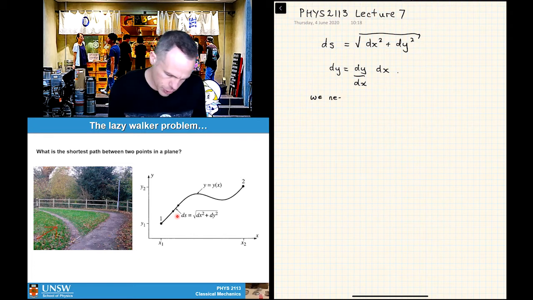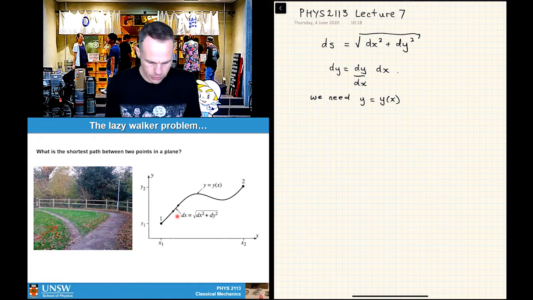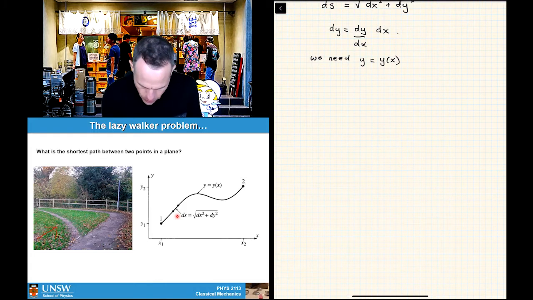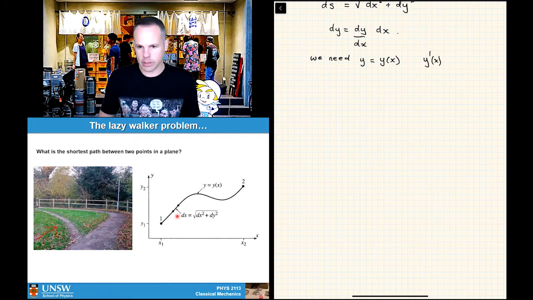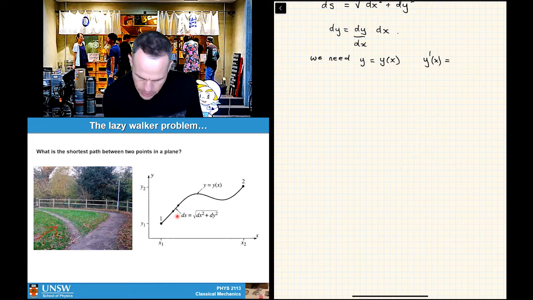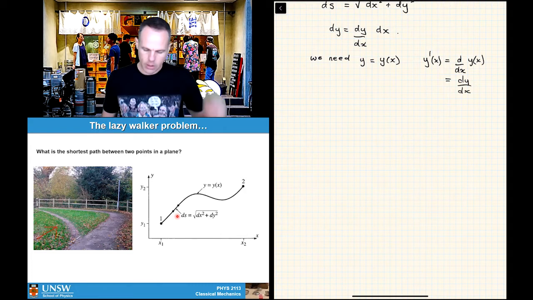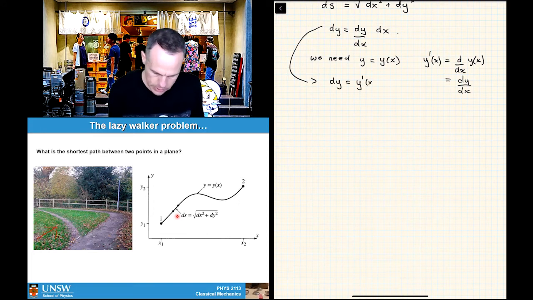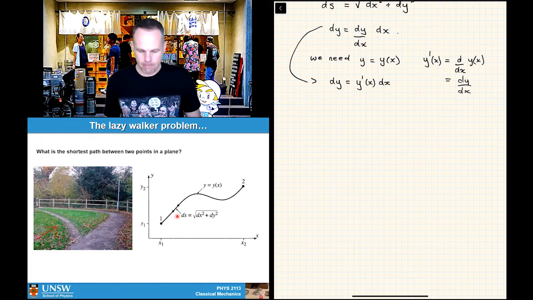We need to treat y as being a function of x. So let's get a little explicit about this for a second. If we want to take the derivative of y, so we want to write y dash, and let's be clear, it's going to be a function of x as well, then it's going to be d on dx of y of x, right? Which we can basically write as dy on dx, okay? So we can now take our term just up here and we can recast it very slightly so that it looks like this: y dash of x dx. Okay?